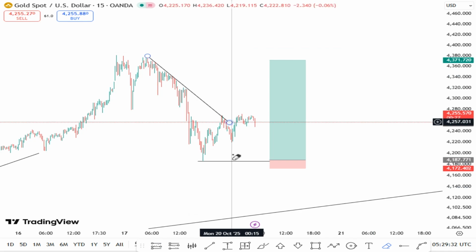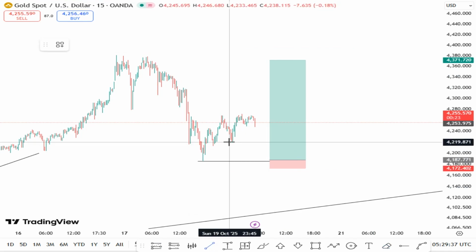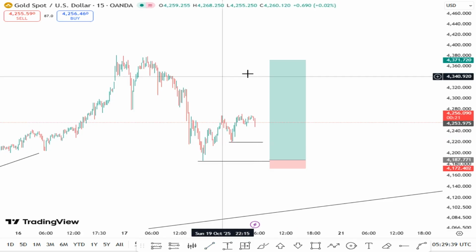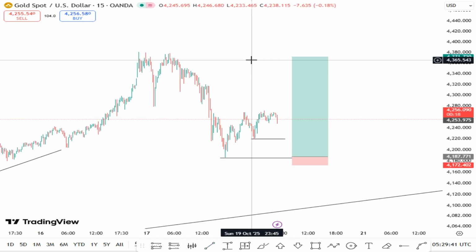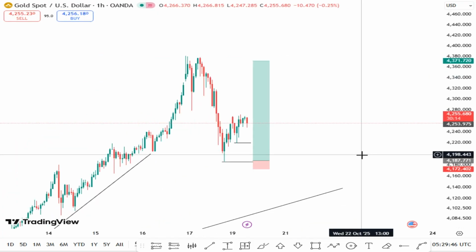Why? Sometimes it might not reach here. We still have this level right here, right there. We still have that level. So it's just me following along and interpreting more. Whatever gold does, I follow along, correct?